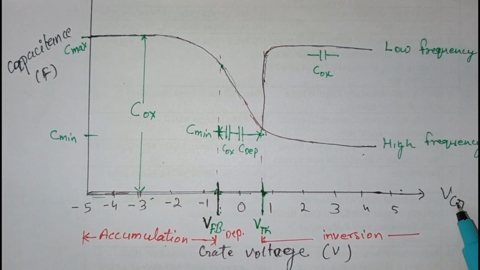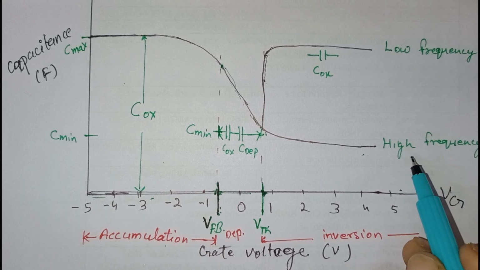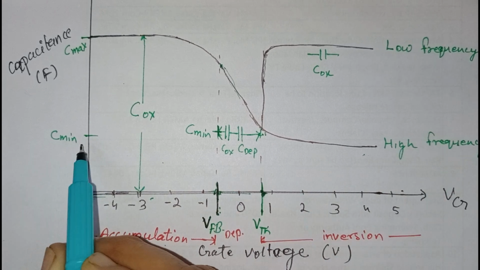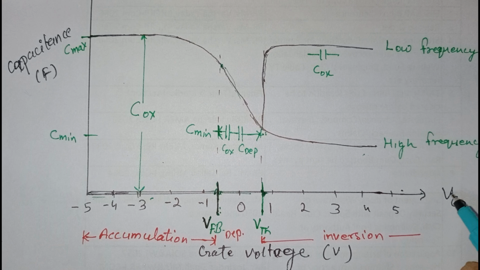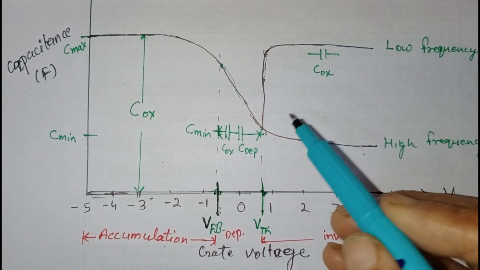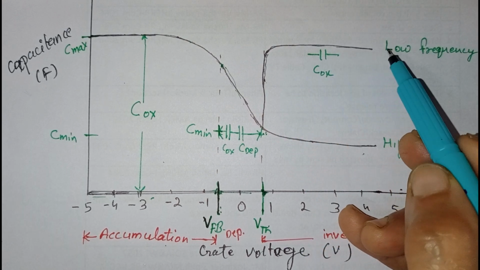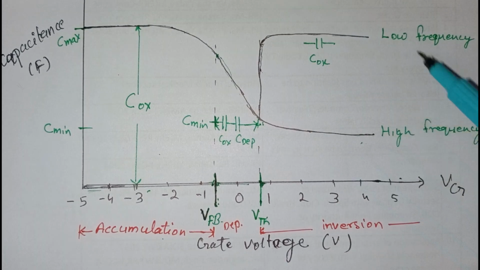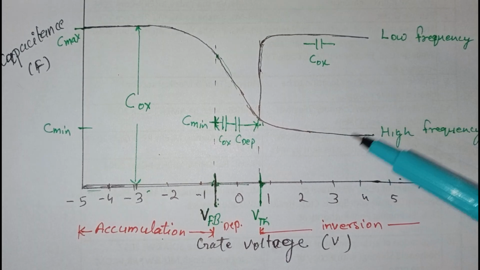When the frequency of the gate voltage is high, the MOS capacitor shows the minimum value, and when the frequency of this voltage is low, the MOS capacitor shows the maximum value. So this region shows the MOS capacitor in inversion mode.